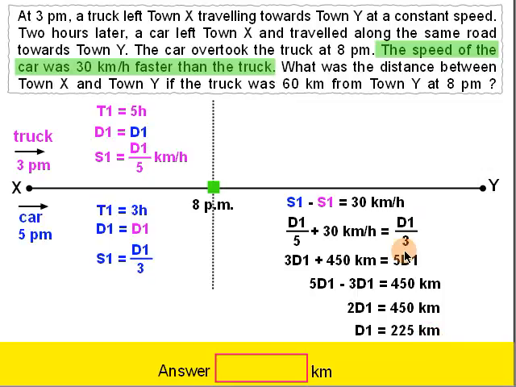Now the question says, what was the distance between tower X and tower Y if the truck was 60 kilometers from tower Y at 8 p.m.? In fact, both the truck and the car would be 60 kilometers from tower Y at 8 p.m. because they met at 8 p.m. They were at the same distance from tower Y, 60 kilometers. Therefore, the first part of the journey was 225 kilometers, and the second part was 60 kilometers.